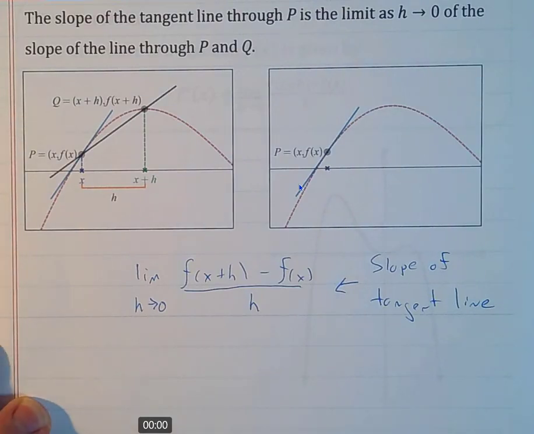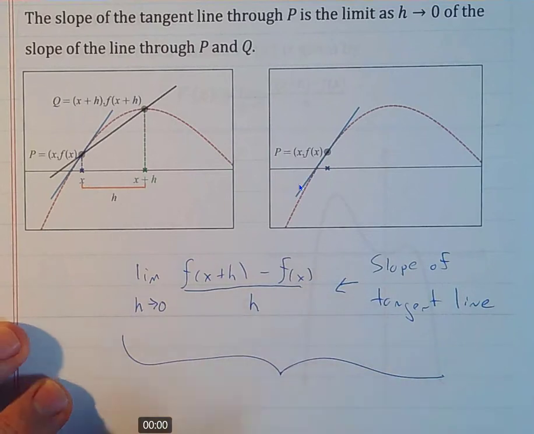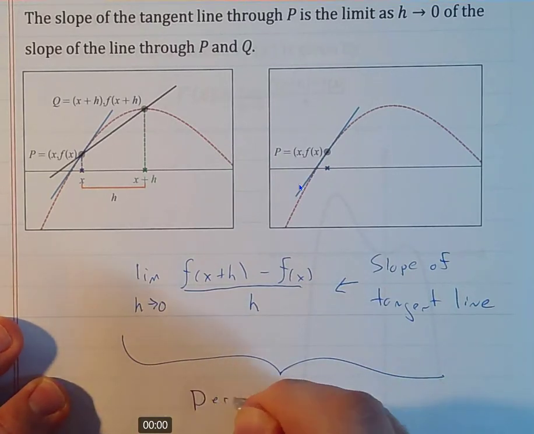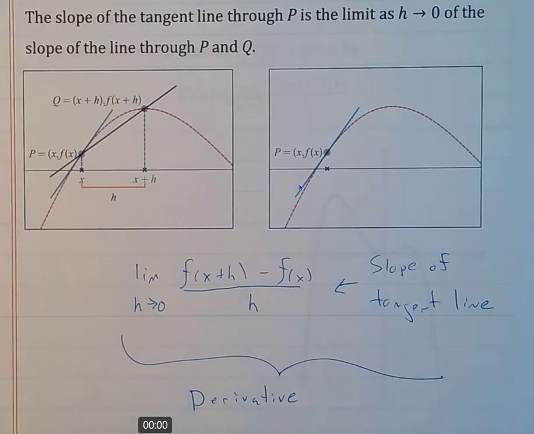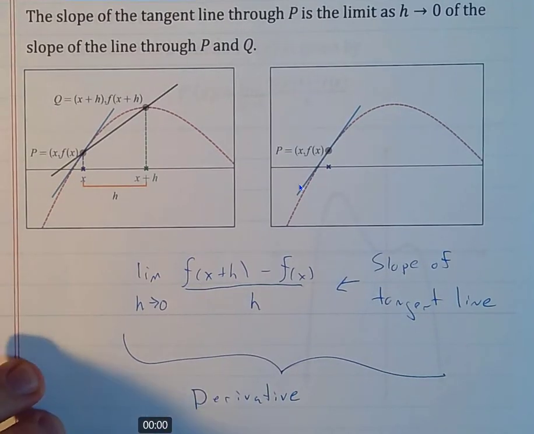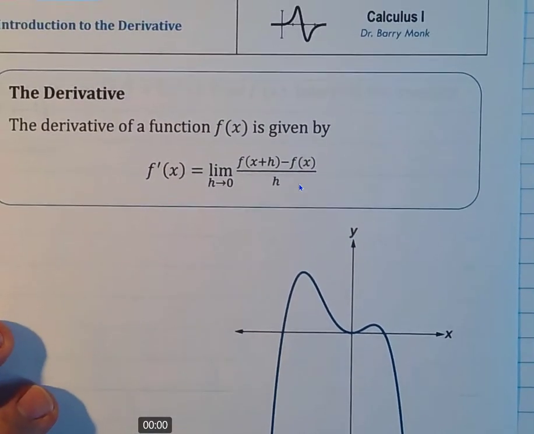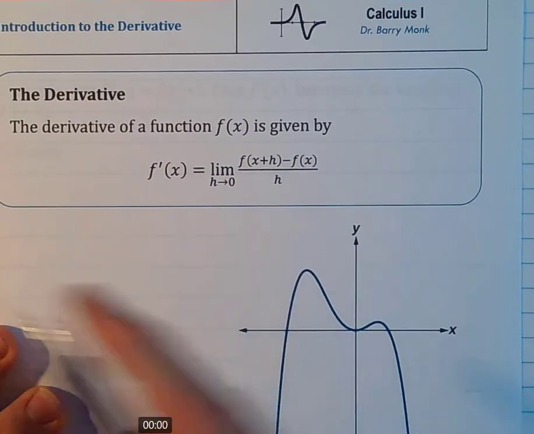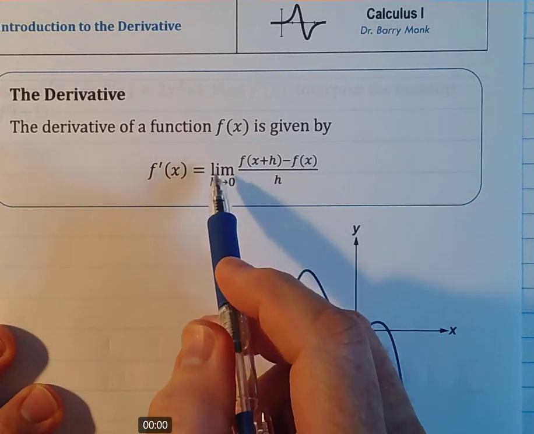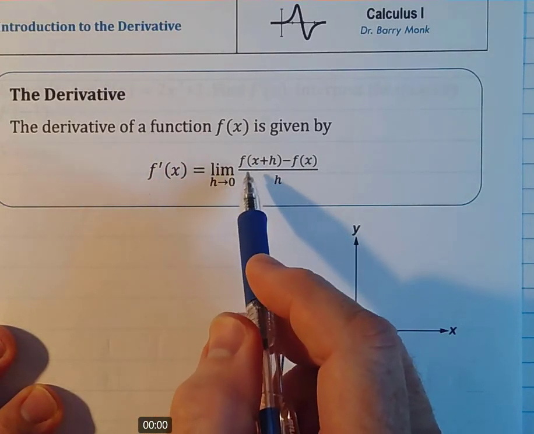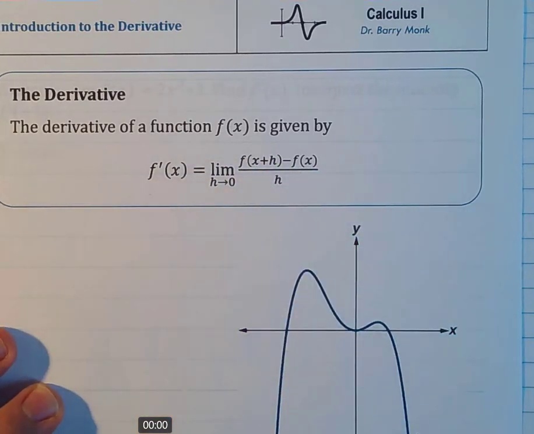And we have a special name for this. This is a special thing. We call this the derivative. Okay, so the derivative of a function f of x is given by f prime of x. That's our notation. f prime of x is equal to the limit as h approaches 0 of f of x plus h minus f of x over h.